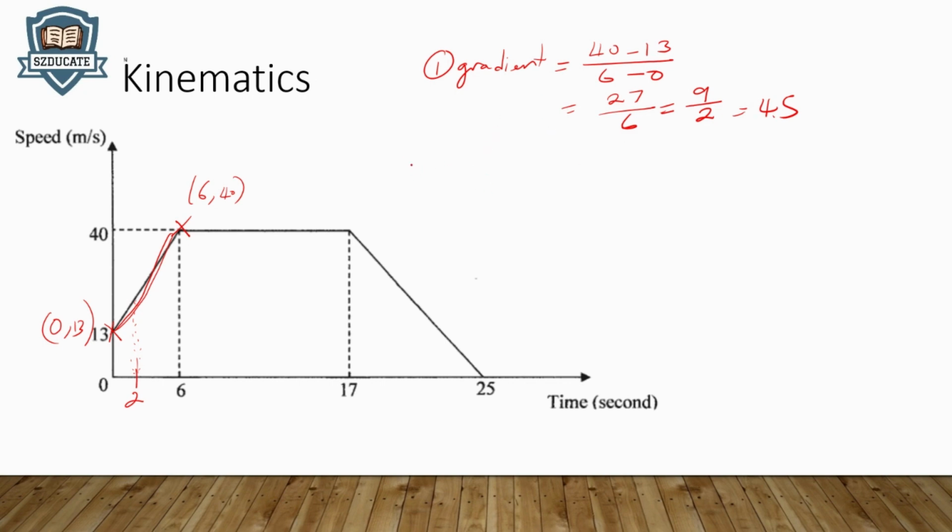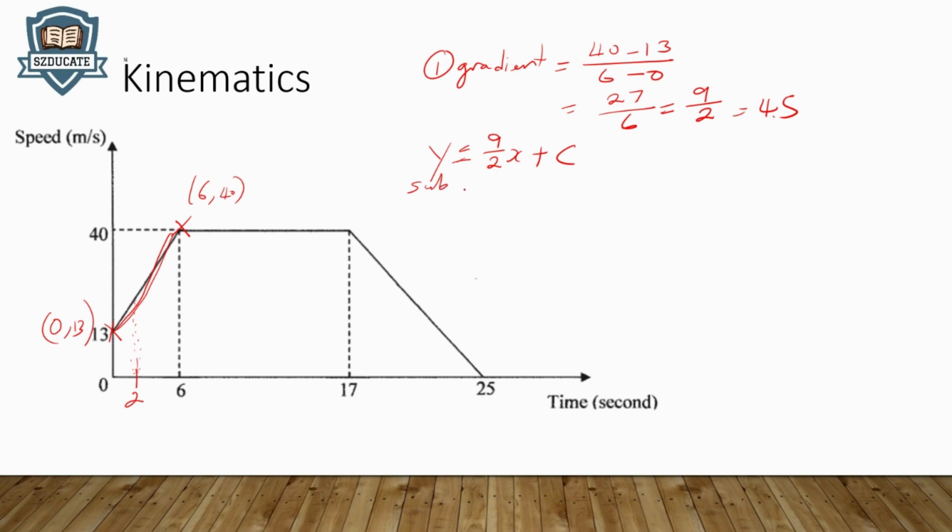Now, get the equation of the line. How to get the equation of the line? y equals 9 over 2 x plus c. This thing you have already learned under graph, equation of line, right? Then you sub in a point. Let's sub in the one with 0, 13.